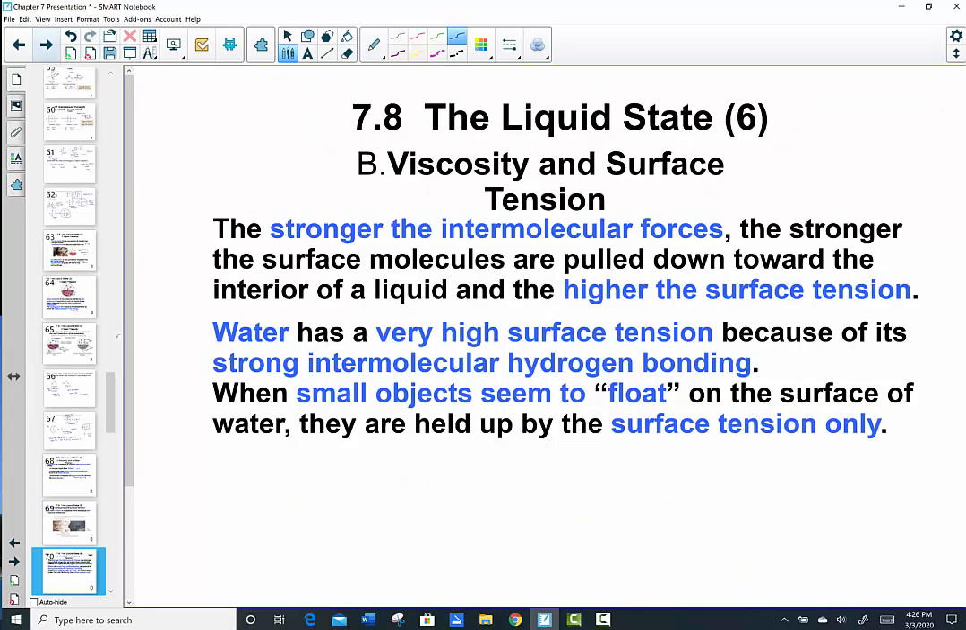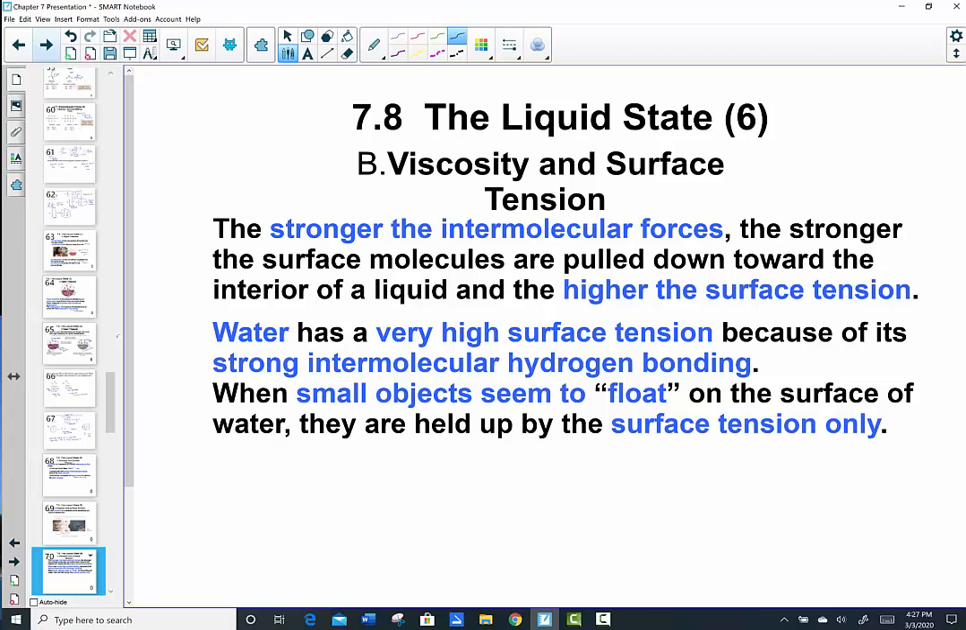And that's really the reason why we can float things on water. The stronger the IMFs, the stronger the intermolecular forces, the stronger those surface molecules are pulled down towards the interior of the liquid, and that creates a surface tension. Water is notorious for having a very high surface tension. Not only does it have dispersion, it has dipole-dipole, as well as hydrogen bonding.